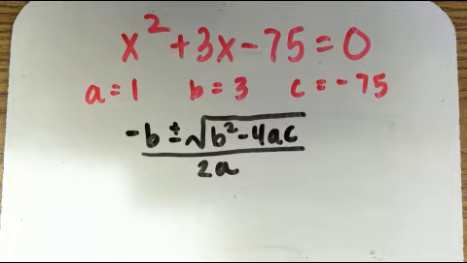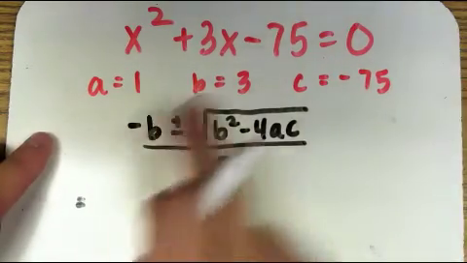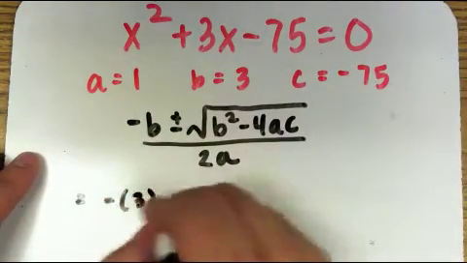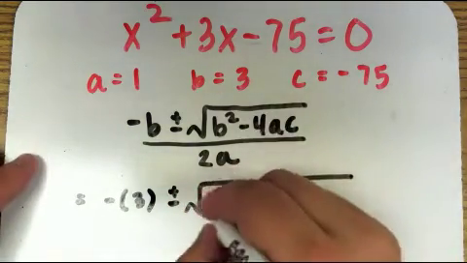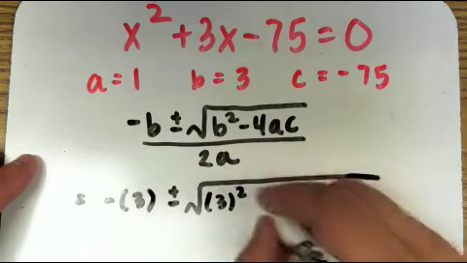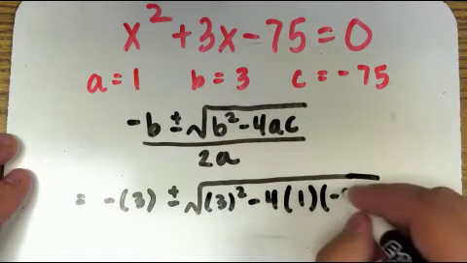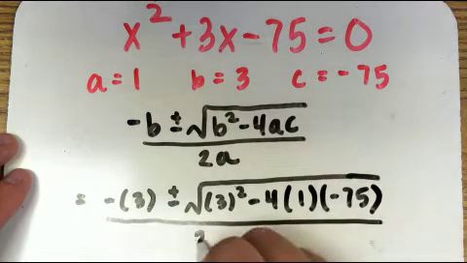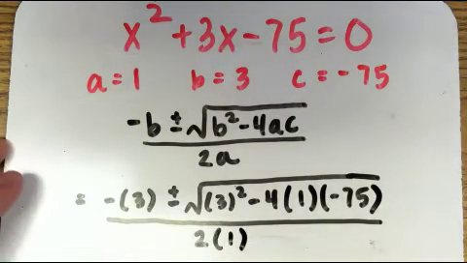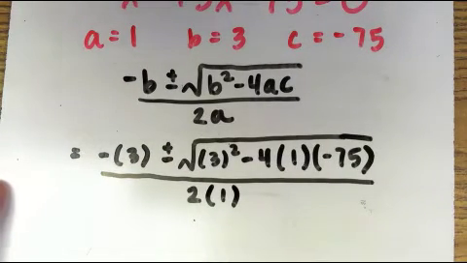And anytime that you make a substitution, I always use parentheses. It kind of just saves me some hassle here, if you will. Now, the opposite of b, so I've got negative times a 3, plus or minus the square root of b again, so that's 3 squared minus 4 times a, which is 1, times c, which is negative 75, all over 2 times 1. Okay. All I've done here is made simple substitutions for a, b, and c.